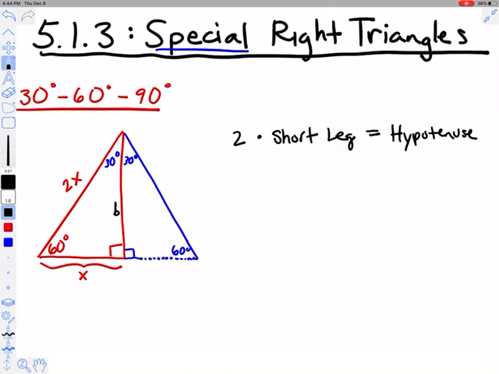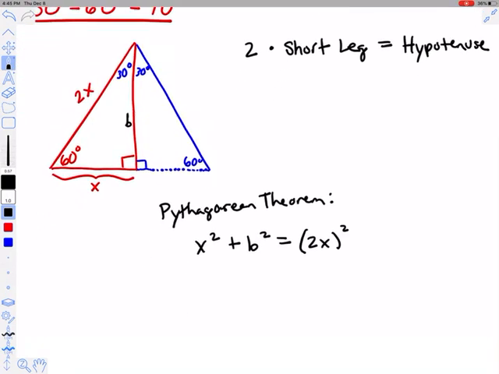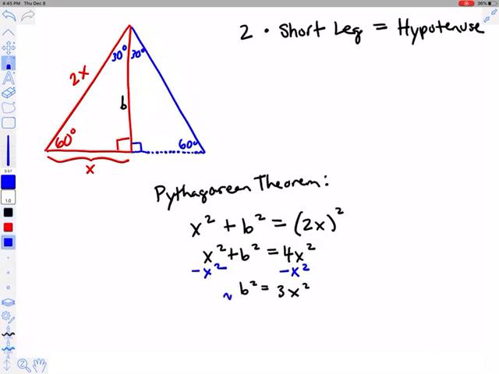So if I have 3 sides, then I can use the Pythagorean theorem to find that third side. So I could say x squared plus b squared has to equal 2x squared. I'll do a little simplifying here. So 2x squared is the same as 4x squared, since I have to square the 2 as well. And then I could subtract x squared from both sides, and then to solve for b, I would take the square root of both sides. So the square root of x squared is x, and the square root of 3 I just have to write as the square root of 3.